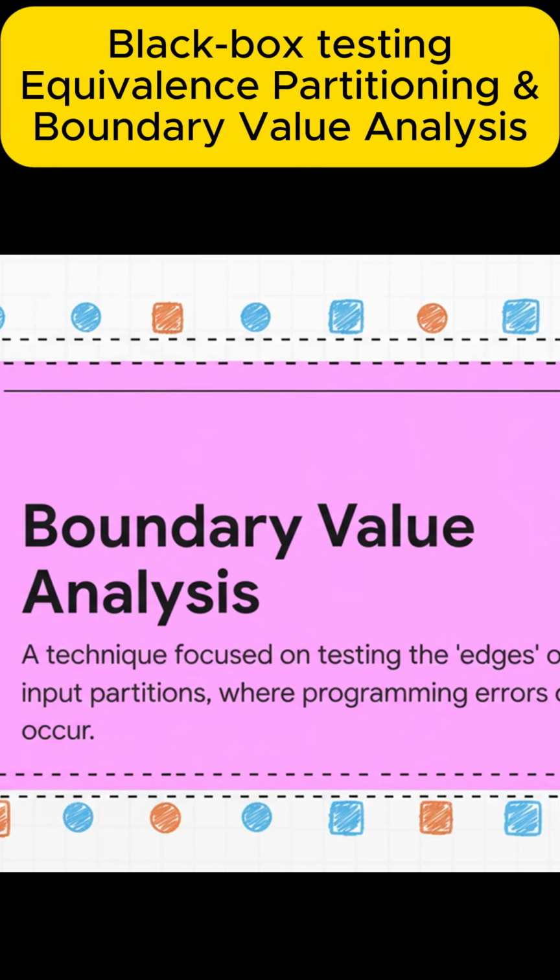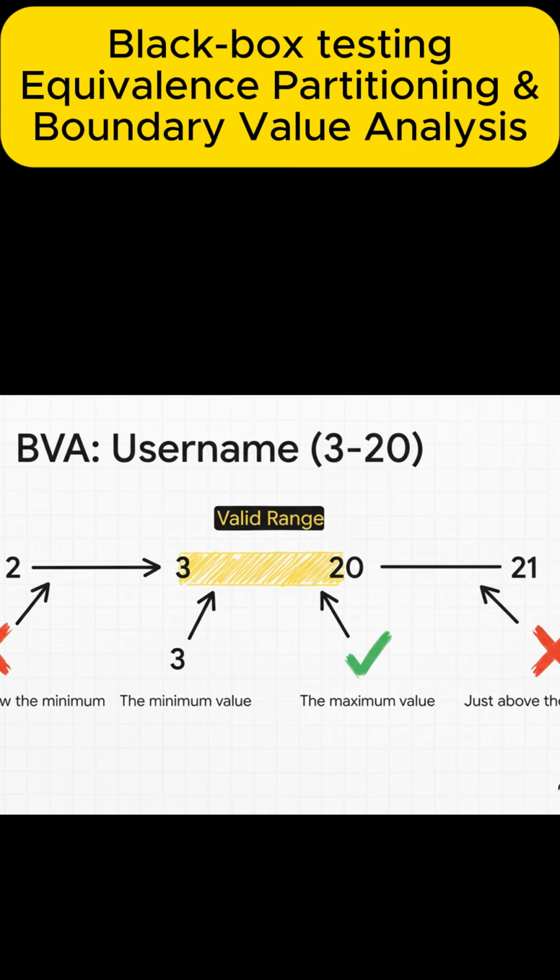Instead of picking a random value from the middle of a partition, we get really specific and choose values that are right on the boundary and just on either side of it. Let's go right back to our username example. The valid range is 3 to 20. BVA tells us, hey, don't just test any number. It tells us to test these exact values.